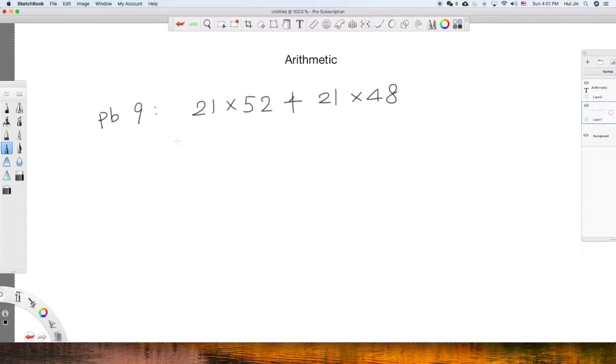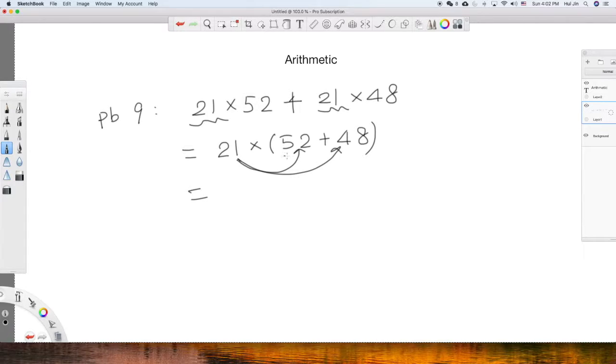All right, applying the distributive law, you realize that the 21 is a common factor in the two terms, which is multiplying. So you can pull the factor 21 out. So this equals 21 times (52 plus 48). To verify that you're doing the right thing, you just look at it: 21 multiplied by the summation of these things. If I distribute it back, I get 21 times 52 and 21 times 48. And look at it, it's the same as the first form. So they're the same.